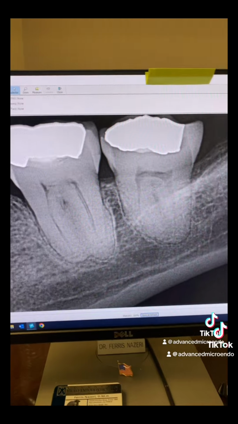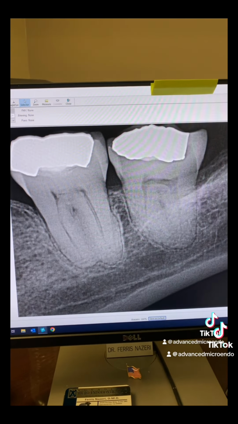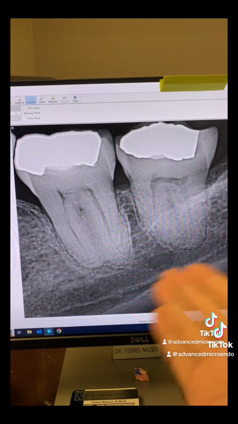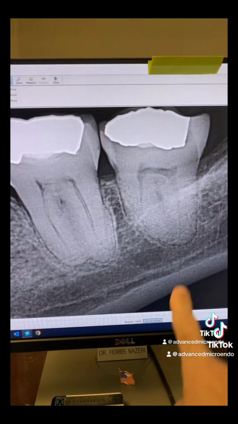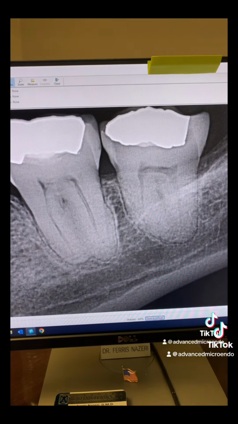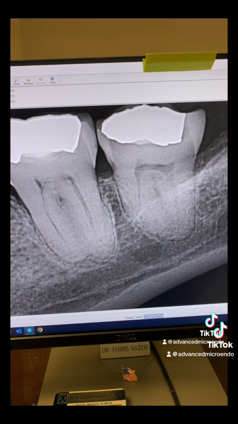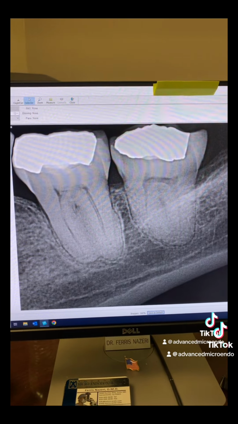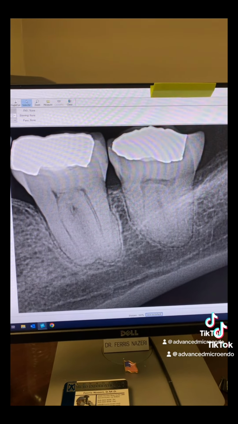Okay, let's look at another angulation PA. Okay, again, look, it's fine. Number 18 is fine. Number 19 is fine. That's normal bone anatomy there. So that's not a periapical radiolucency. All right, let's look at the next PA.